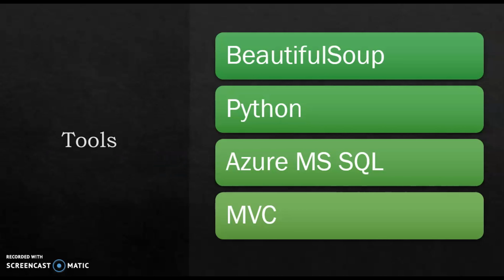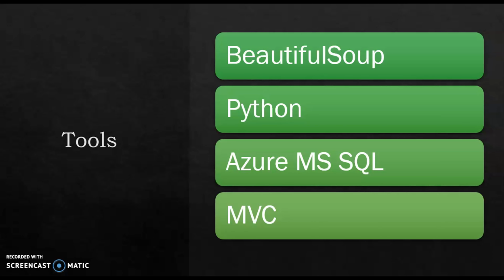So the tools we used in this are Beautiful Soup, Python, Azure MS SQL, and MVC. We used Beautiful Soup and Python to do the web harvesting of restaurant data entries, and Azure MS SQL to store the data. The stored data is used in the web application to retrieve the information, read and update the changes, and delete the item. We used MVC.